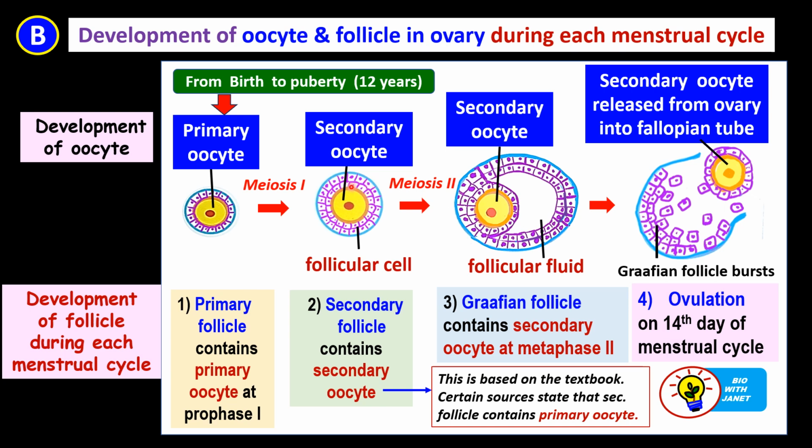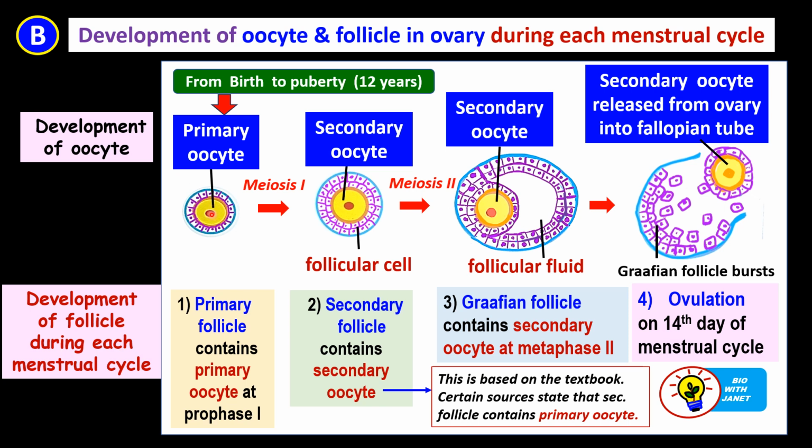Then the secondary oocyte undergoes meiosis 2, but it stops at metaphase 2 of meiosis 2. So when it is in the secondary follicle and Graafian follicle until the time of ovulation, the oocyte inside the follicle is actually the secondary oocyte. And when it's released from the Graafian follicle during ovulation, this is the secondary oocyte at metaphase 2 of meiosis. Now let's look at the development of the follicle during each menstrual cycle.